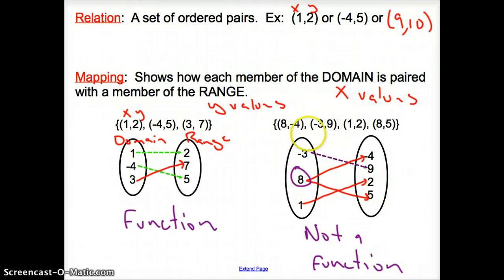Now, what if I had another number? Let's just make it 4. It could be any number, just sitting in my domain. This 4 does not have to go to any number for a mapping. That's fine. It would still be a function. But that concludes it for the first section of Algebra 2.